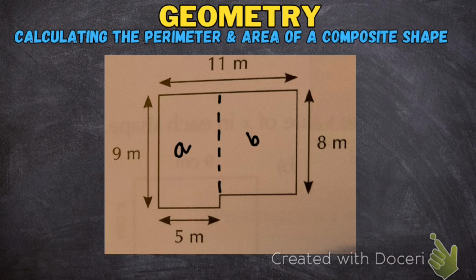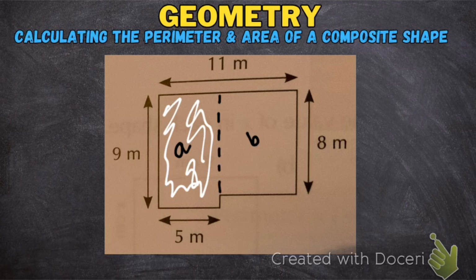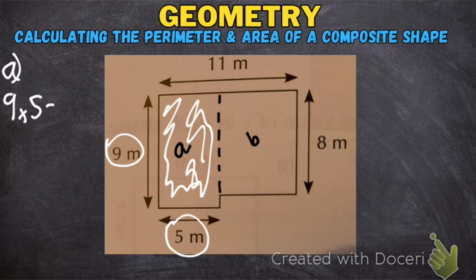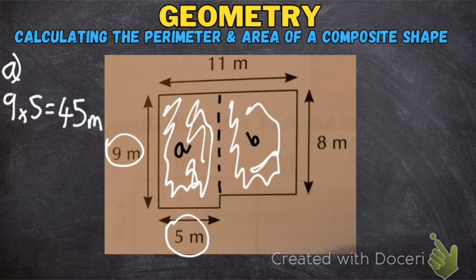So I know to calculate the area, so I'm going to start with shape A. I know that to calculate the area of a rectangle, I need to calculate the width times the length. So shape A is going to be 9 multiplied by 5. And that's going to be 45 meters, because the measurements are in meters. So now I've calculated the area of shape A. I'm going to calculate the area of shape B.